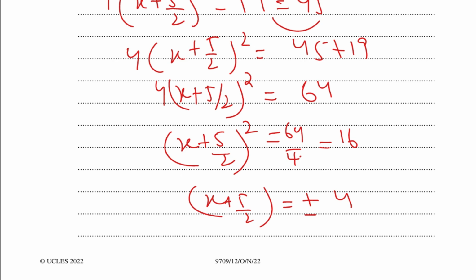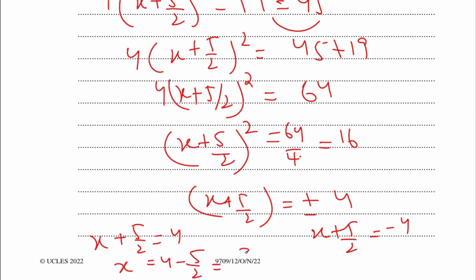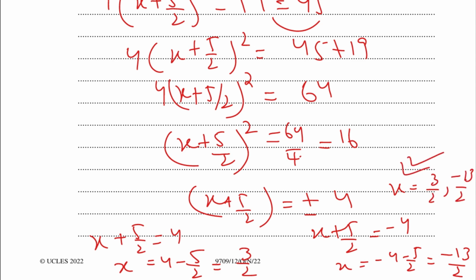So x plus 5 over 2 equals 4, and x plus 5 over 2 equals minus 4. x is equal to 4 minus 5 over 2, it will be 3 by 2, and x is equal to minus 4 minus 5 by 2, it will be minus 13 by 2. So these were the two solutions, x equals 3 by 2 and minus 13 by 2. So that will be the answer.